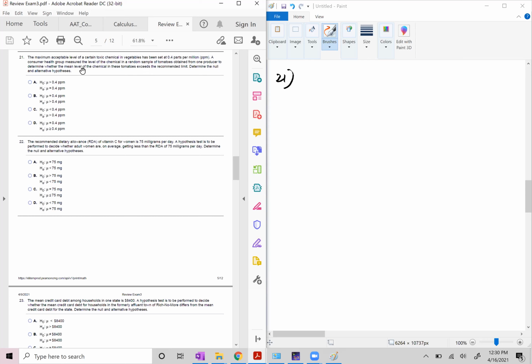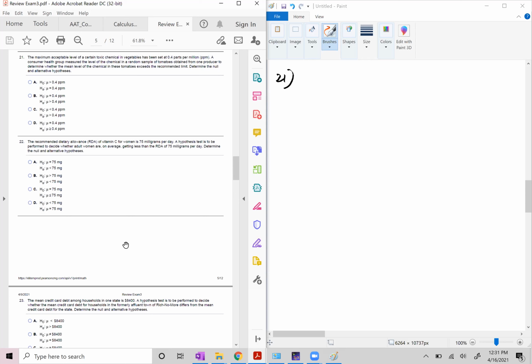The maximum level of a certain toxic chemical in vegetables has been set at 0.4 parts per million. A consumer health group measures the level of the chemical in a random sample of tomatoes obtained from one production to determine whether the mean level of chemicals in these tomatoes exceed the recommended limit. Determine the null and the alternative hypothesis.